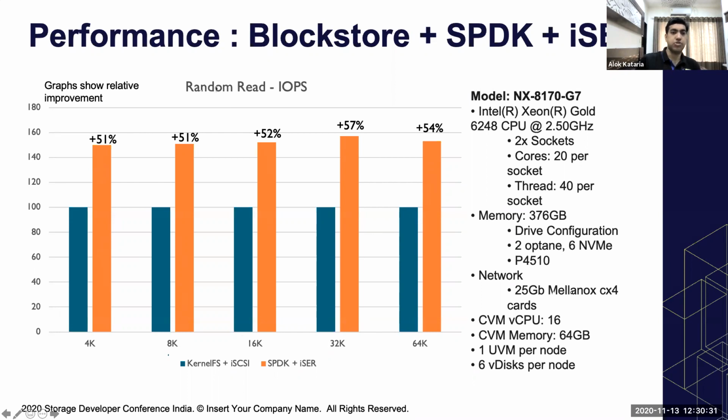Over here, I'm just running the random read workload, and I've shown improvements with the IOPS that the application sees. And we see improvement of about 50 odd percent across the board. From the previous slide, you would notice that about 25 or 27% could be attributed to SPDK and Blockstore combined. So with iSER itself, we are getting close to 25% improvement on top of that. You would also notice that the improvement improves with increasing block sizes.